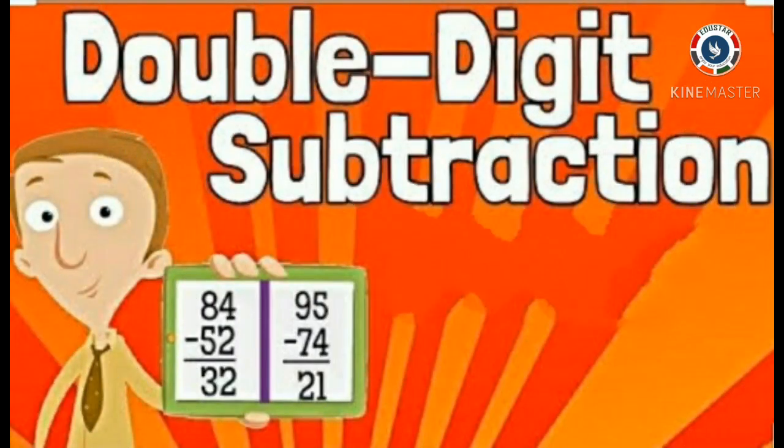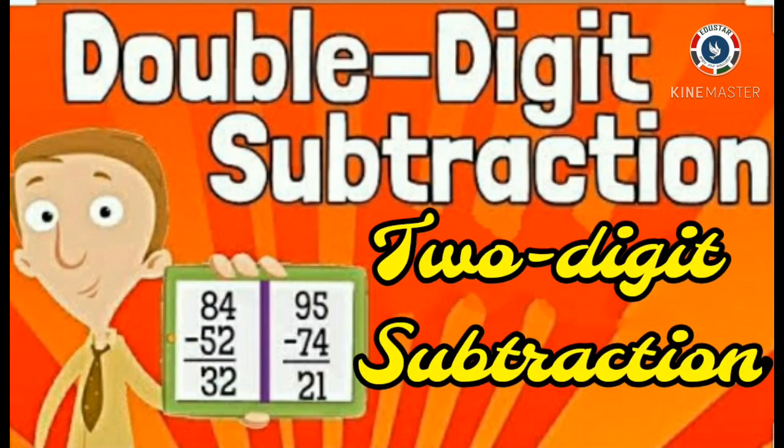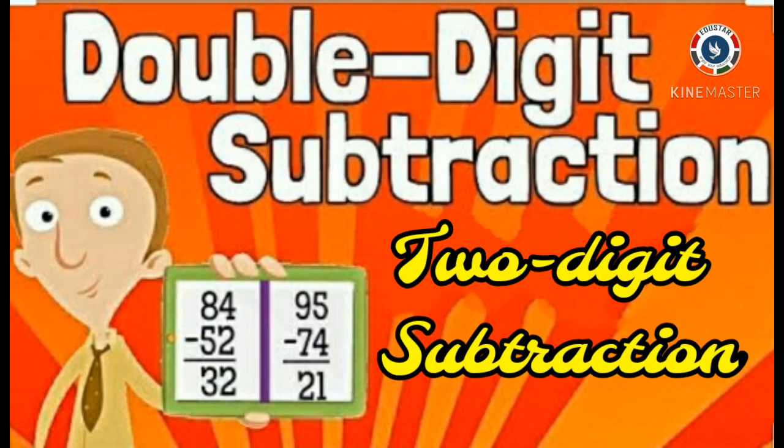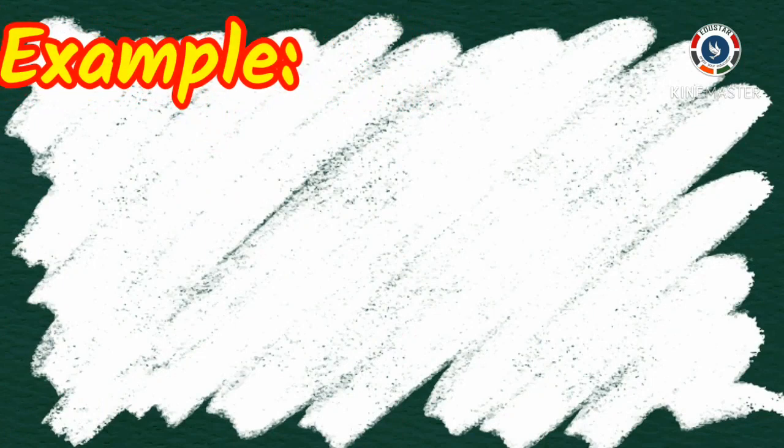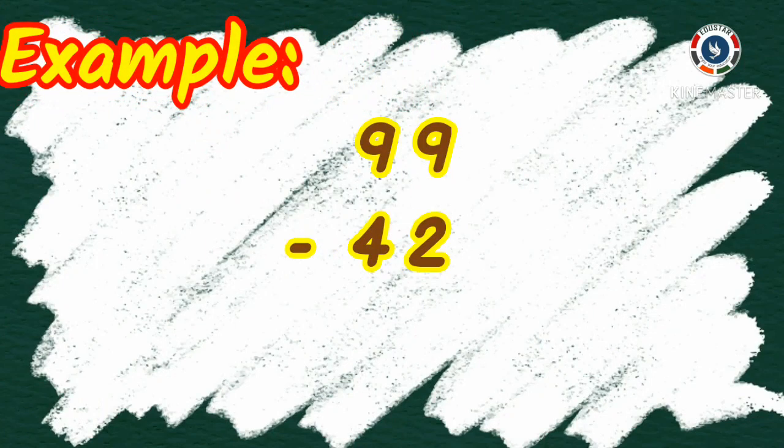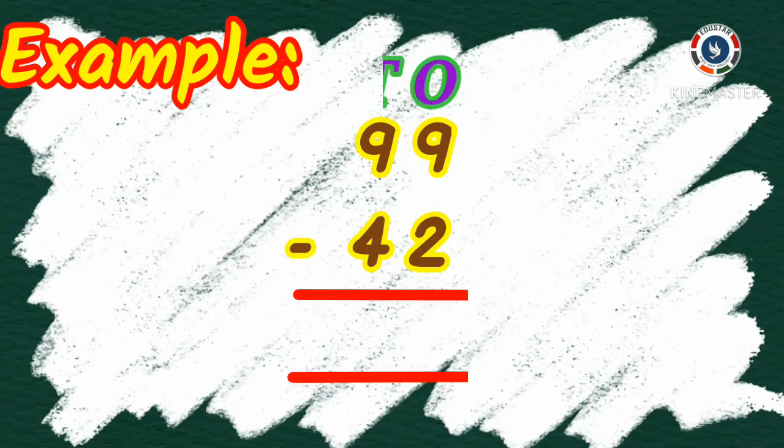Today, we are going to write the classwork for double-digit subtraction. That means 2-digit subtraction. Before writing classwork, let us revise this concept with one example. See the sum 99 minus 42. Here both are 2 digits. So as usual, mention the place value.